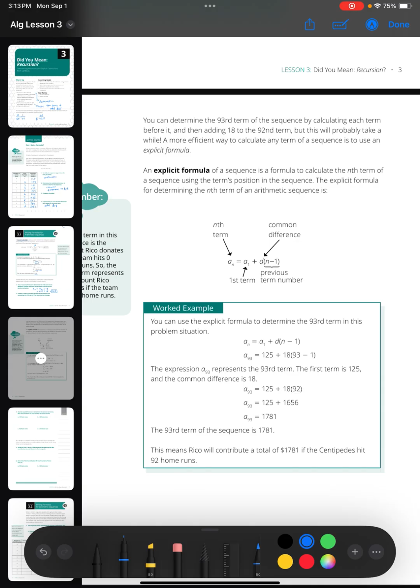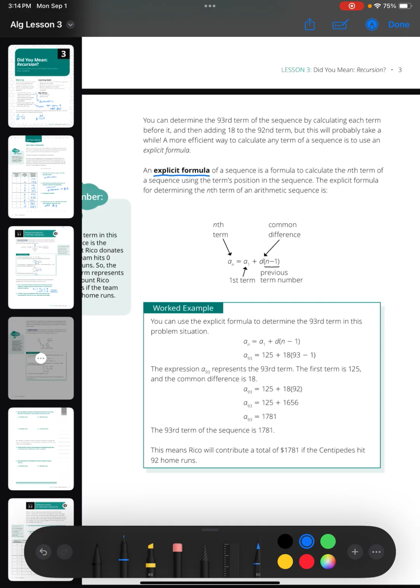All right, so you can determine the 93rd term of a sequence by calculating each term before it and then adding 18 to the 92nd term. That's going to take us a long time. And the more time it takes each row, the more likely you are to make a mistake as you continue to add 18. So a more efficient way to calculate any term in a sequence is to use what's called the explicit formula. The explicit formula doesn't require you knowing what the value of the term before it was. An explicit formula is a formula to calculate the nth term of a sequence using the term's position in the sequence, in other words, the term number.